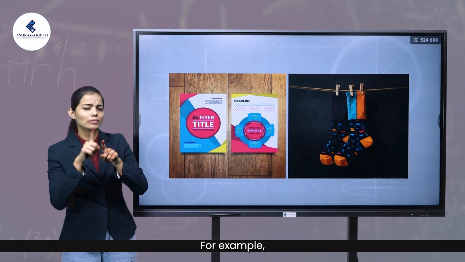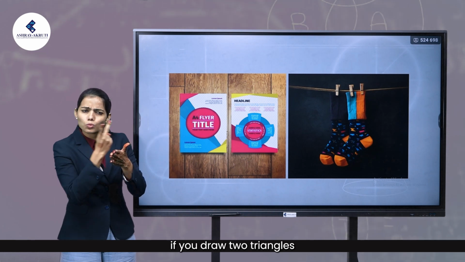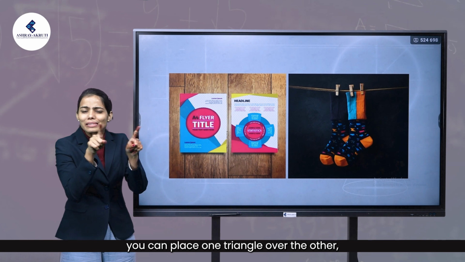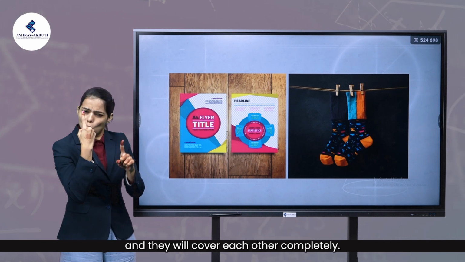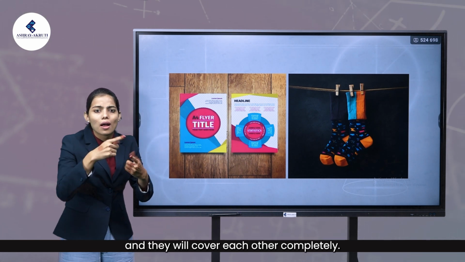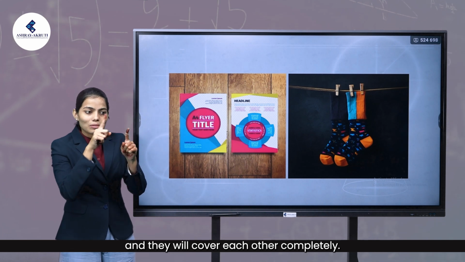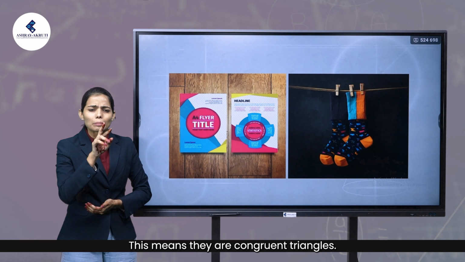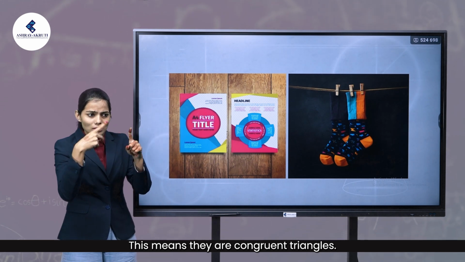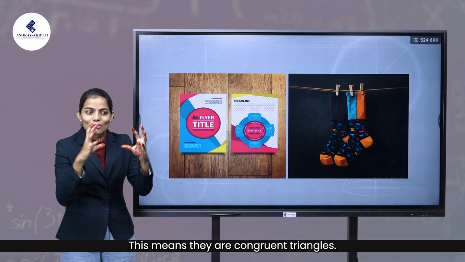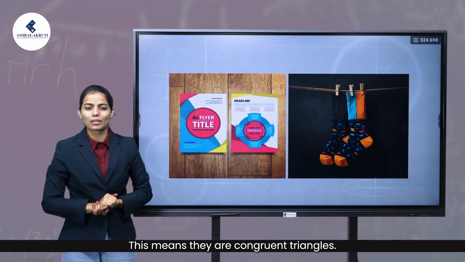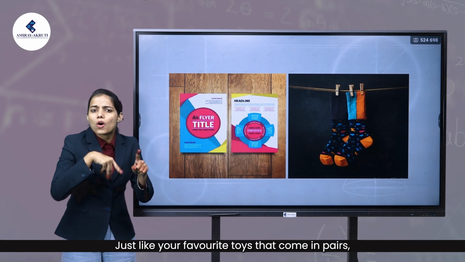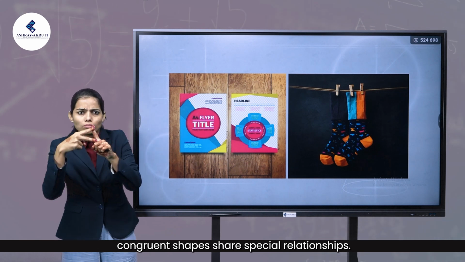For example, if you draw two triangles that look exactly alike, you can place one triangle over the other, and they will cover each other completely. This means they are congruent triangles. Just like your favorite toys that come in pairs, congruent shapes share a spatial relationship.